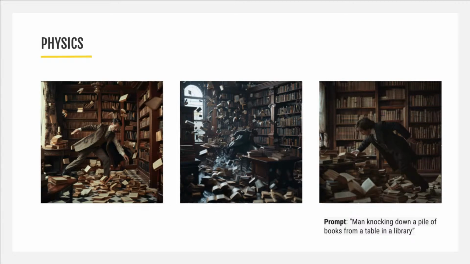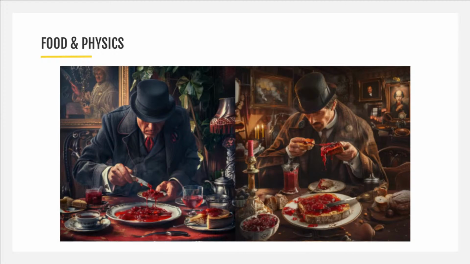physical principles. And if you go to the next slide, there's a similar situation with a character that should spread marmalade on a toast. On the first image, it's actually on a small plate. On the second, you can see this weird, let's say, physics of the marmalade itself. So again, this is just a side effect of how AI works.